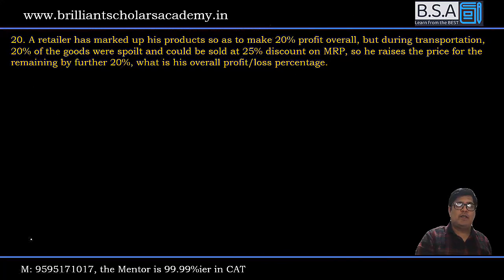How to assume these numbers? Quantity I am assuming 10. So what is 20% of 10? And cost I am assuming 20 rupees. So what is total cost? Total cost is 200 rupees.